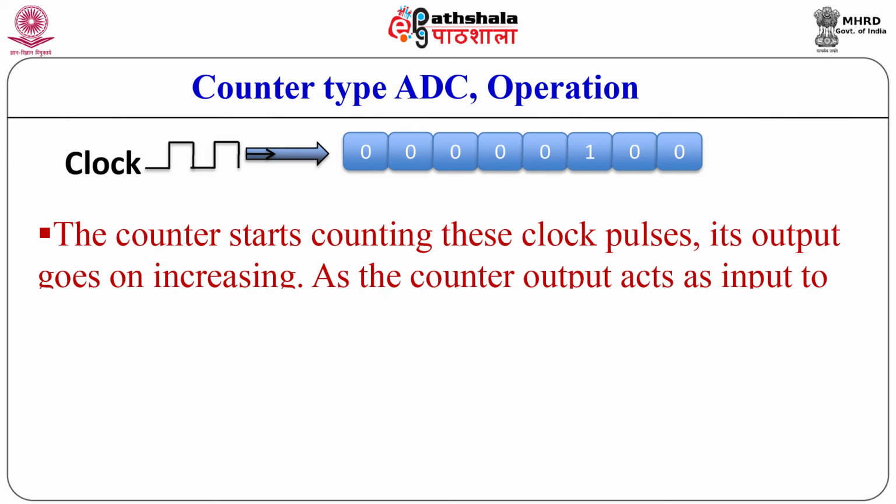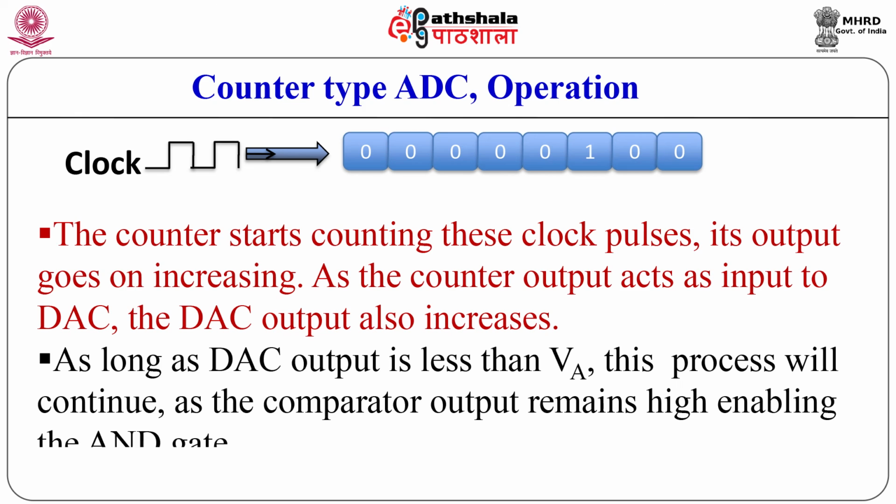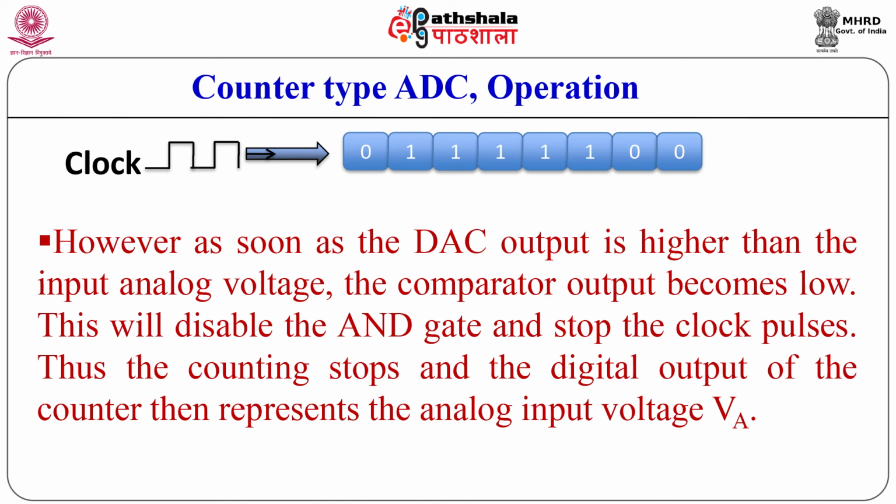Thus, the counter starts counting these clock pulses and its output goes on increasing. As the counter output is an input to the DAC, the DAC output also increases. As long as the DAC output is less than VA, the process will continue. The comparator output remains high, enabling the AND gate. As soon as the DAC output is higher than the input analog voltage, the comparator output becomes low. This will disable the AND gate and stop the clock pulses. Thus, the counting stops and the digital output of the counter then represents the analog input voltage VA.